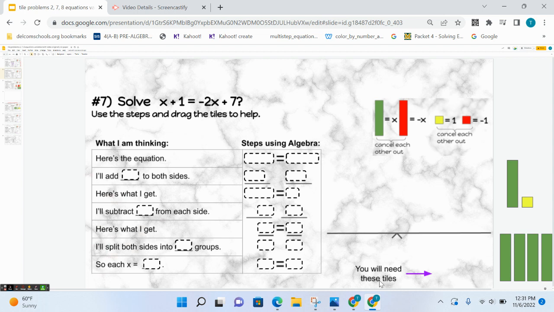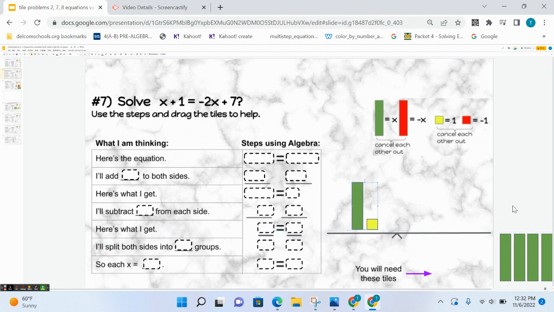Okay, this is a video showing you how you could solve number 7. Okay, x plus 1 equals negative 2x plus 7, with algebra tiles. You guys are using paper, but I'm trying to show you on this slide what you would be doing with your tiles and what you would write on your paper. So number 7, x plus 1 balances with negative 2x plus 7. First thing you want to do is build the problem with your tiles.